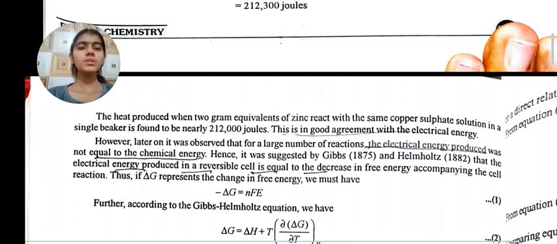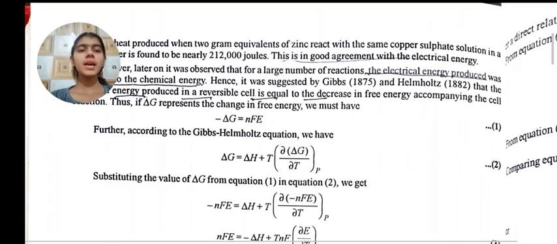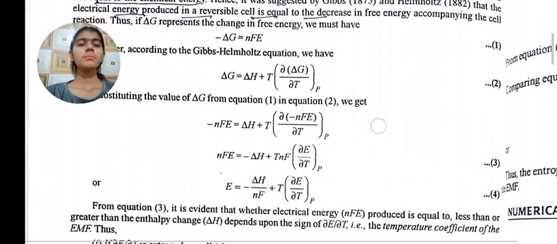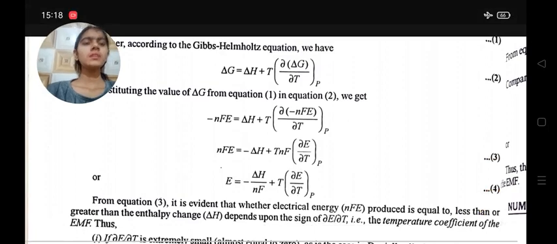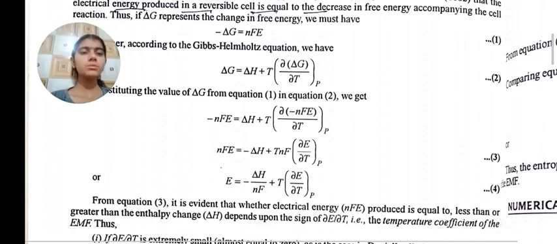Further, according to the Gibbs-Helmholtz equation, we have ΔG is equal to ΔH plus T (∂ΔG/∂T) at constant pressure. Substituting the value of ΔG from equation 1, we get minus nFE is equal to ΔH plus T (∂(−nFE)/∂T) at constant pressure. Here we get E is equal to minus ΔH by nF plus T into ∂E/∂T at constant pressure.